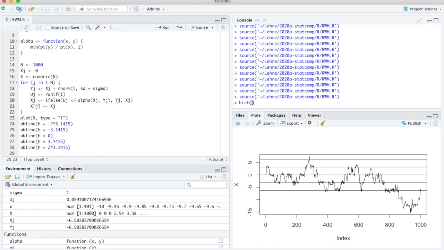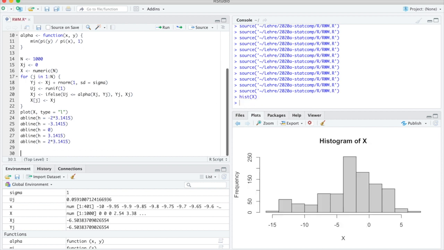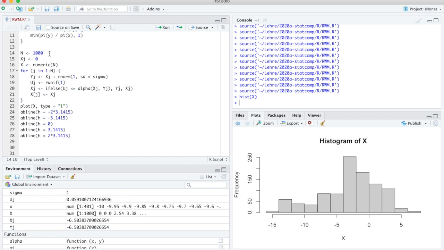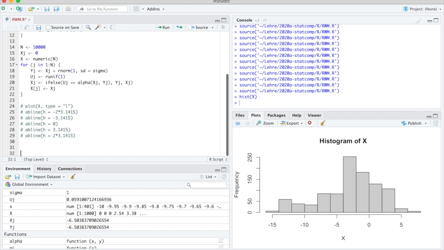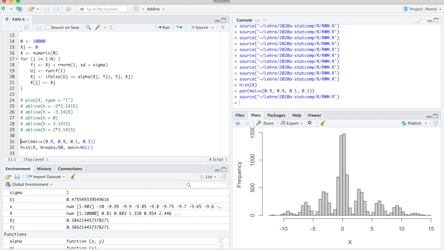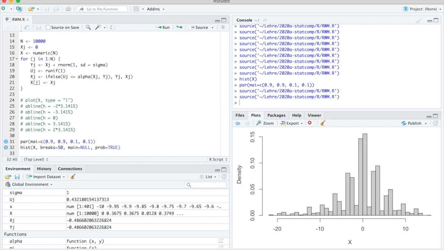So let's do a histogram. That needs a bit of refining. So first, maybe let's do 10,000 values. Let's comment this out and instead do par with smaller margins. Then we do hist x, we do more breaks, like 50, and we leave out the title. So that's the histogram.